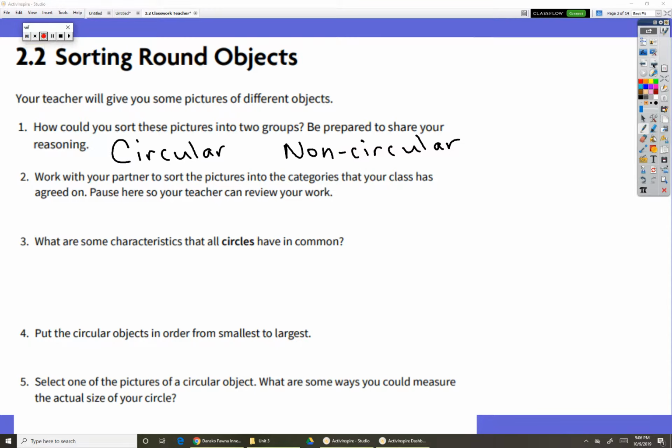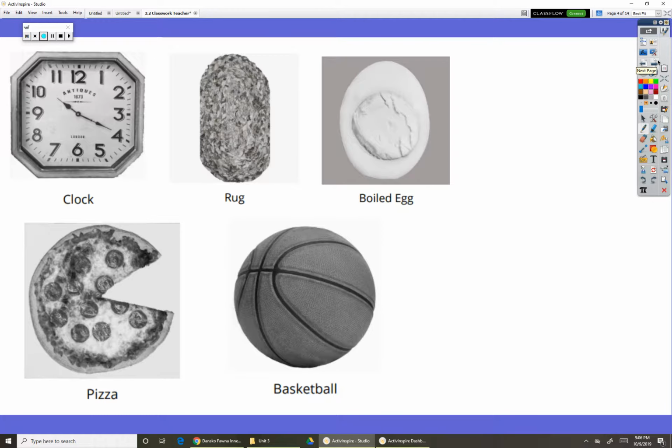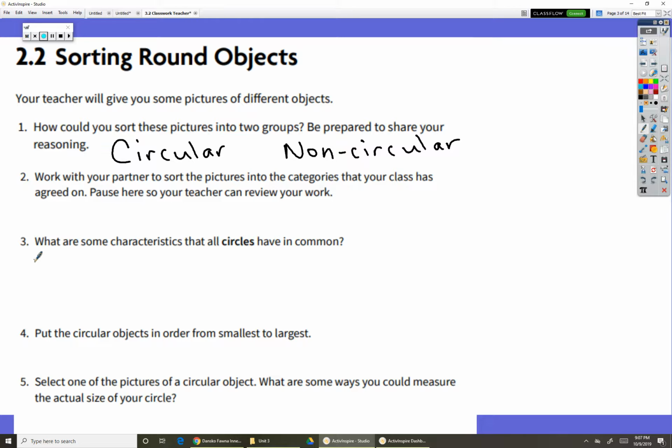We're going to take a look at some pictures together, and we're going to use these pictures to talk about some characteristics of a circle, which we'll add to our list. So the first picture we are going to look at is the clock. So hopefully you decided that the clock was not circular, and the reason that the clock is not a circle is because it has straight edges and vertices. A circle is round and has no corners. So let's go back to our list and let's say that one characteristic of a circle is that it is round and it has no corners.